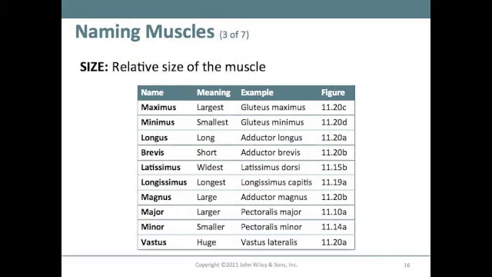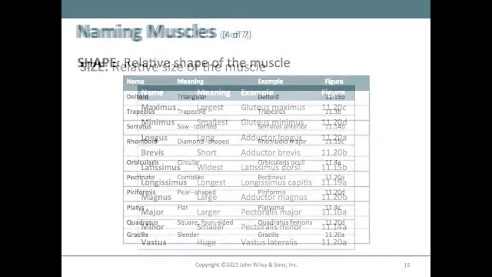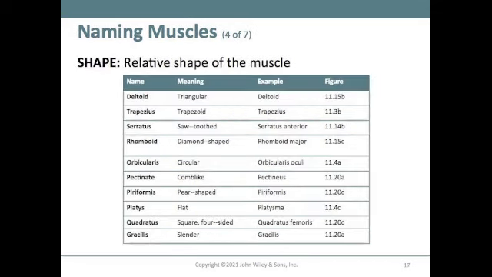Language is so important, and it's very important in biology, and when we get into nomenclature like this, it becomes even more important. So the relative shape of muscle is another way that we name muscles. See there the trapezius, trapezoid, serratus, sawtooth, rhomboid, diamond shape, orbicularis, circular. Get it?